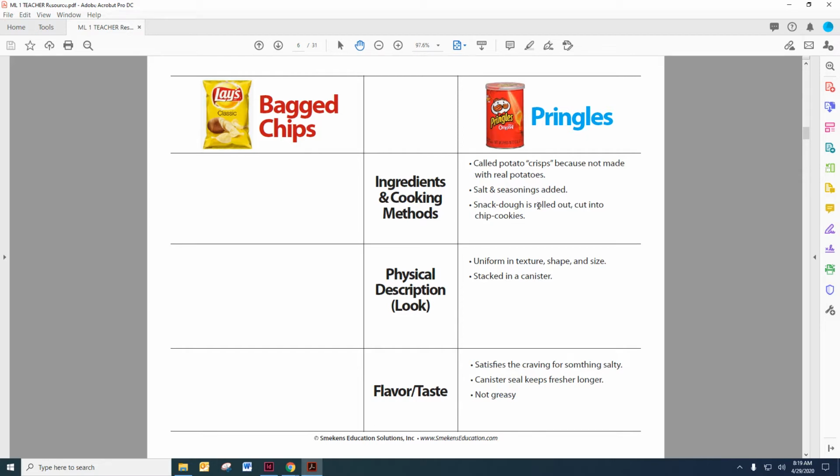They add salt and seasoning. They roll out the dough and kind of cookie cutter it with the Pringles shape. That's why they all look the same. Ooh, how do they look? They all look the same shape, same size, same everything, and they're in a canister. How do they taste? Delicious.